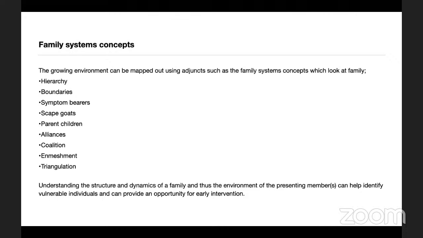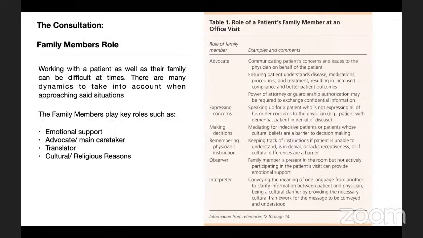So all of these help us to recognize individuals that could be vulnerable, and they give us an opportunity to intervene earlier on. I'll hand over to Boka. Hi, everyone. I'm going to then discuss the consultation. So working with a patient and their family can be a bit difficult at times because there are multiple dynamics to take into account, as my colleague Nyatila had just mentioned.